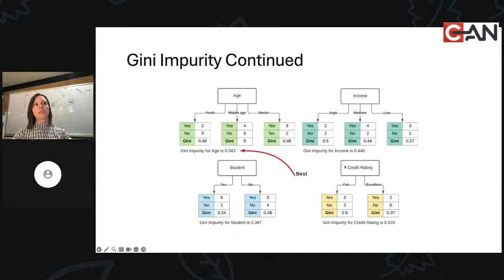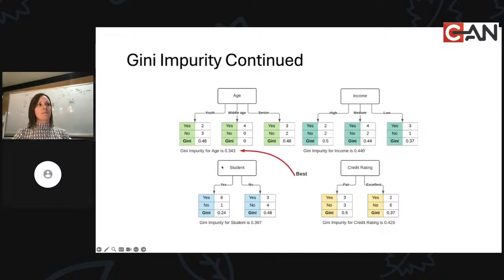So this is my feature. These are values that my feature can carry. This is the Gini impurity of splitting on fair. This is the Gini impurity of splitting on excellent. The average of those is this. So 0.429 is the Gini impurity associated with credit rating.